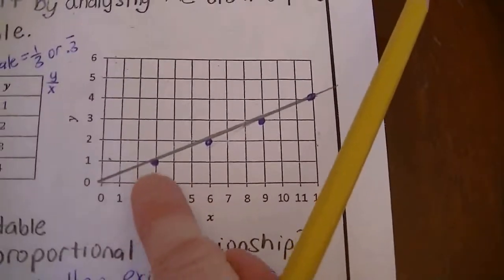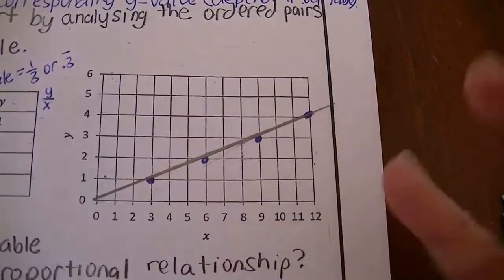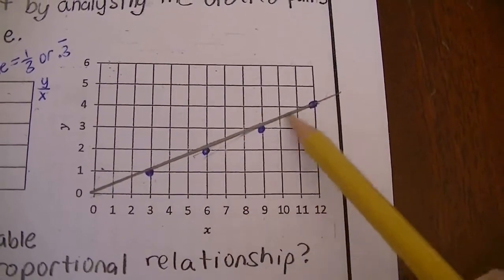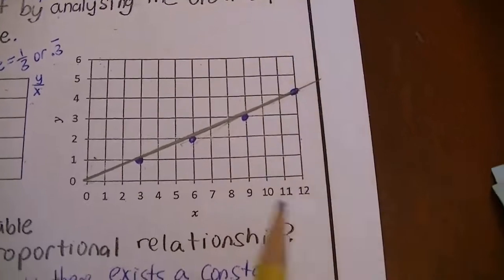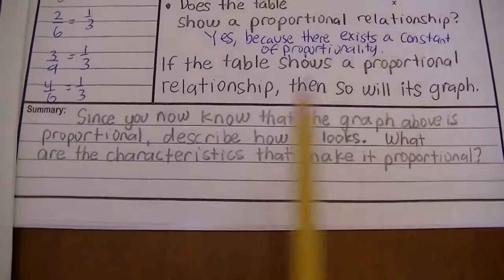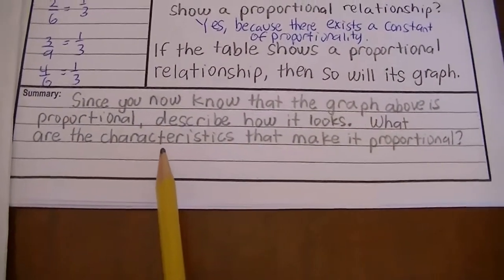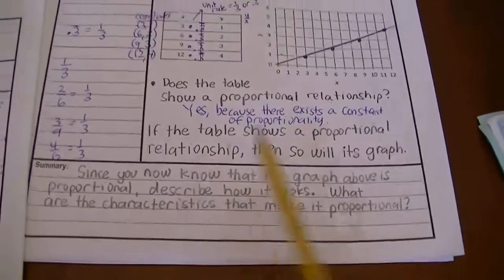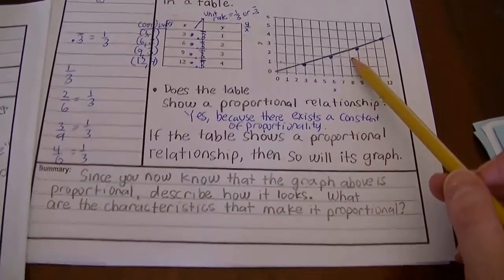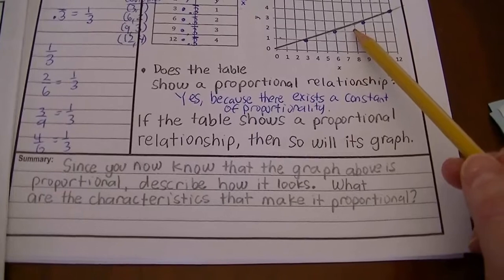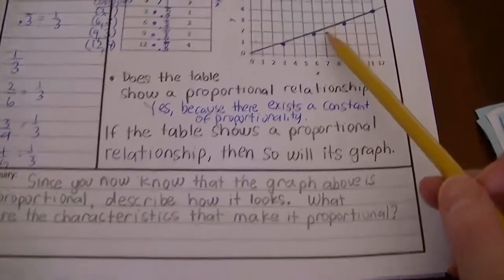So right here, folks, we have a proportional graph, and just pretend I went through that dot. It's supposed to look like that. So let's go ahead and answer this question for your summary. Since you now know that the graph above is proportional, describe how it looks. What are the characteristics that make it proportional?